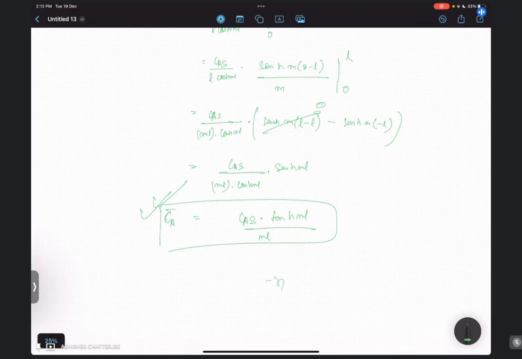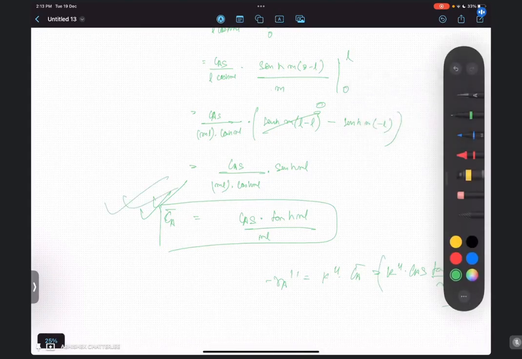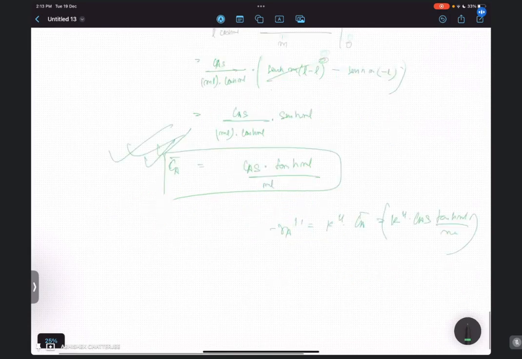So this minus RA double dash will be equal to K double dash into CA bar. That will be equal to K double dash into, instead of CA bar, we will be putting CAS into tanh(ml)/ml. So this thing, if you want to remember, you can remember it. Now nothing is there.